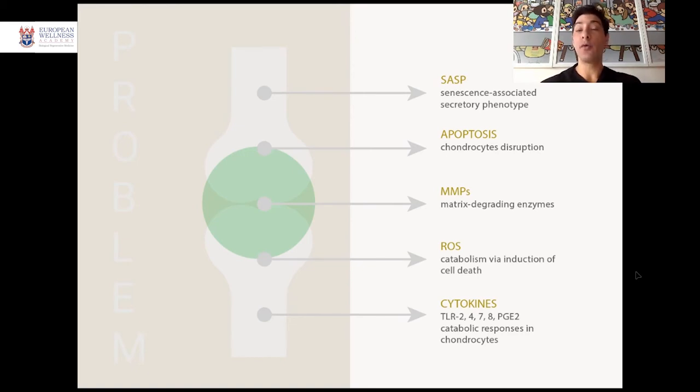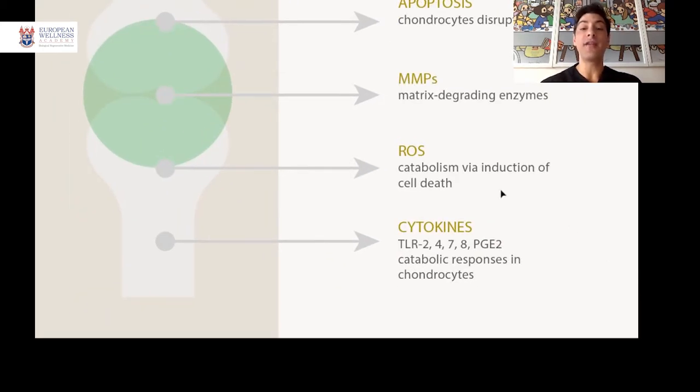Cytokines will be triggered from inflammation. Inflammation will come from the toll-like receptor 2, 4, 7, and 8 membrane stimulation. This chain reaction will lead to the activation of the nuclear factor kappa beta, the most known molecule of inflammation, which will form prostaglandin 2. The prostaglandin 2 will start a chronic inflammation and impede the production of new tissues.